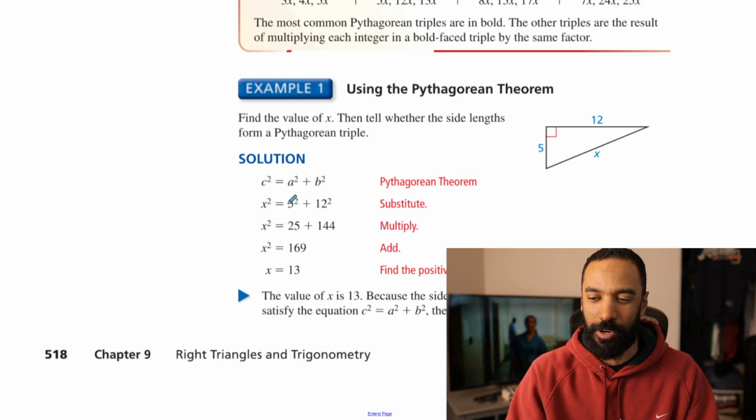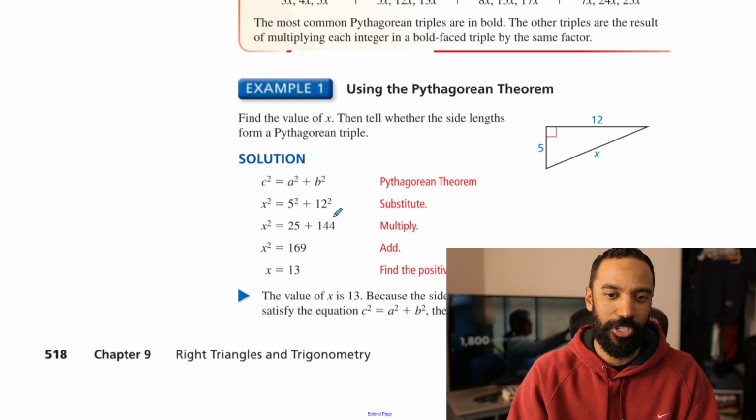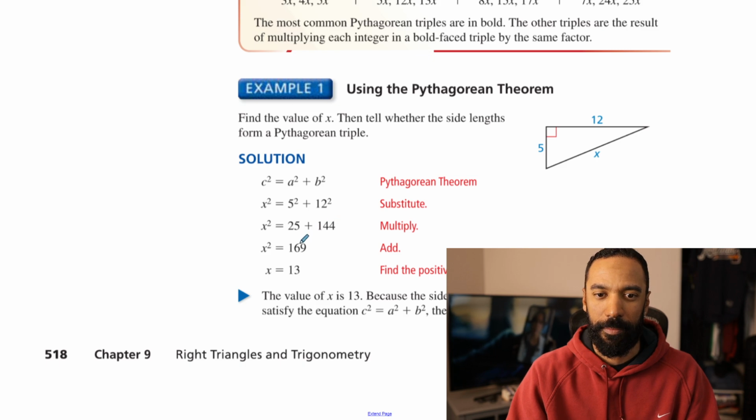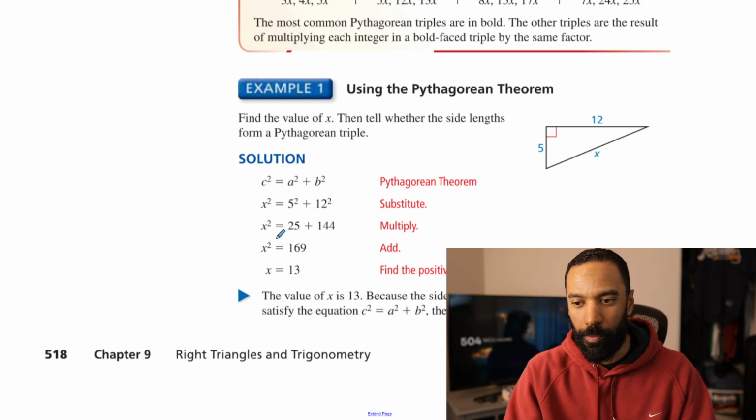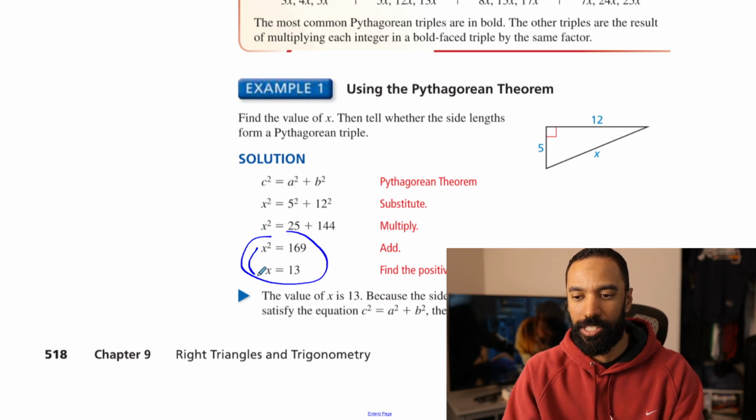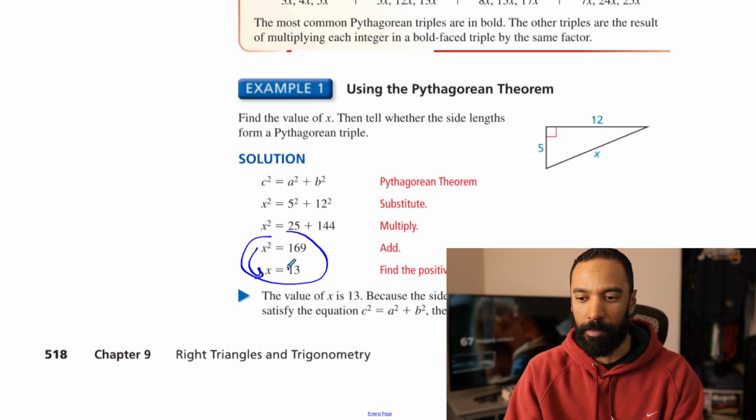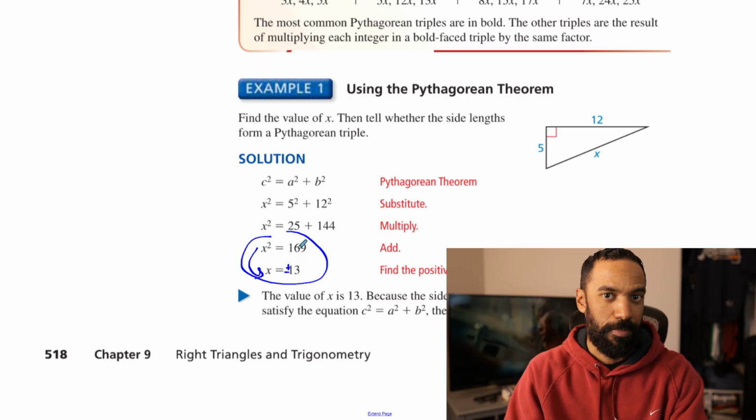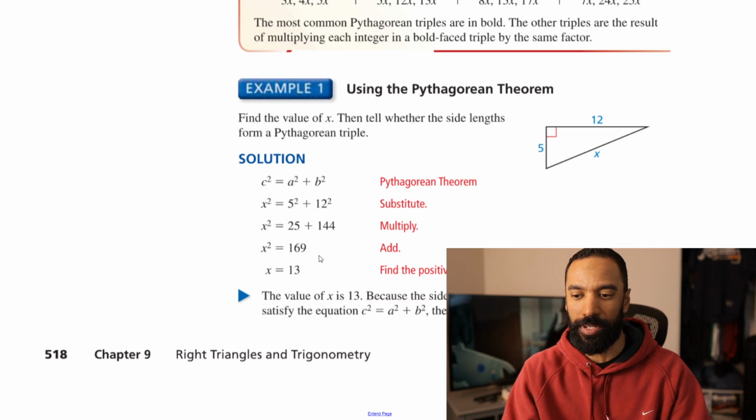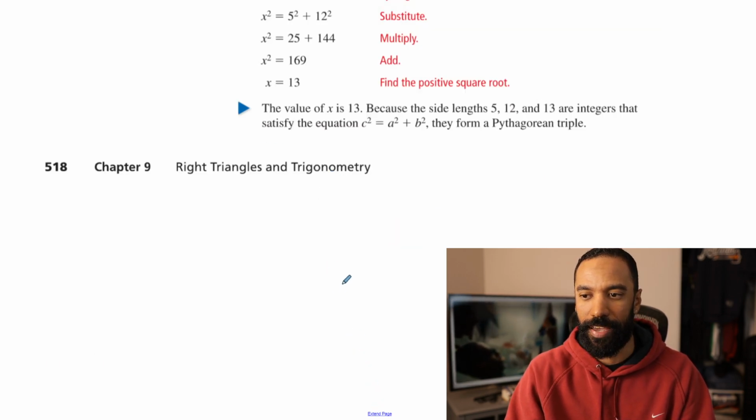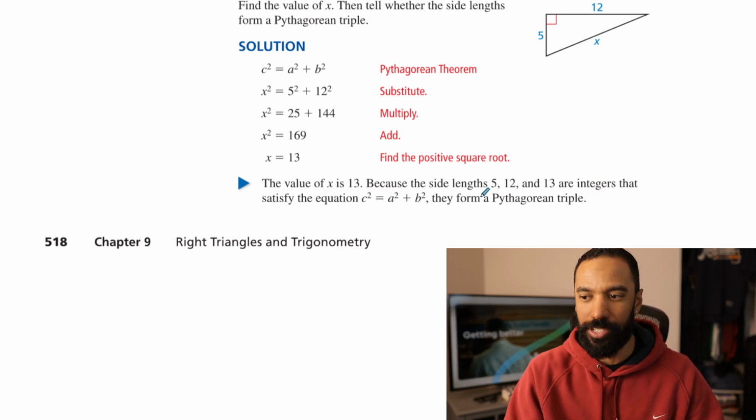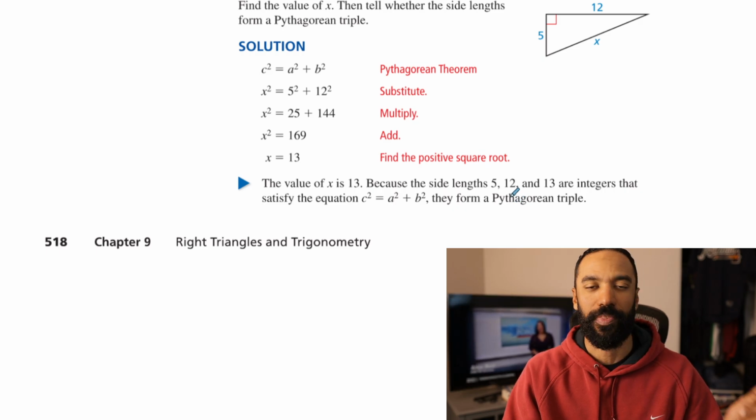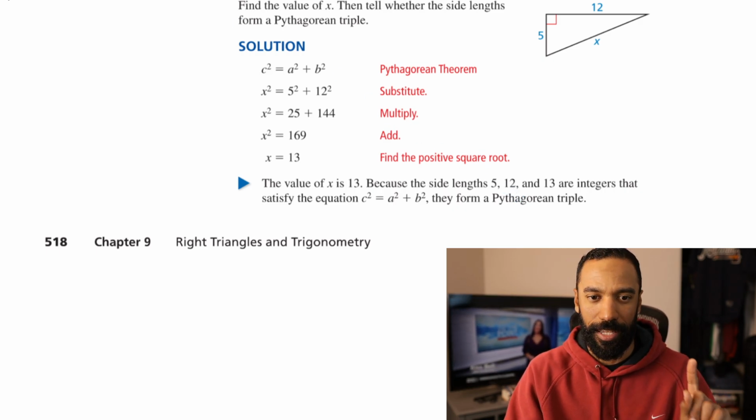So c squared is a squared plus b squared. 5 squared is 25. 12 squared is 144. 25 plus 144 is 169. Square root of that is 13. Now, normally we'd go from here to here and we'd say x is plus or minus 13, right? But distance can't be negative. Distance must be positive, so we're going to leave it as such. The value of x is 13. Because the side lengths 5, 12, and 13 are integers, they form a Pythagorean triple. So to form a Pythagorean triple, you need all integer values.